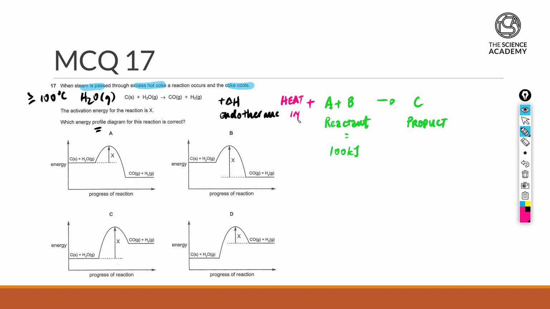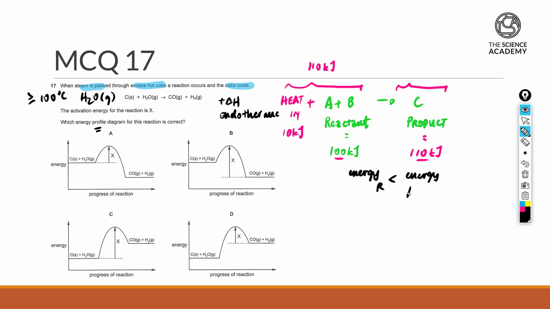of 10 kilojoules. So if the value on the left, summing up, is 10 plus 100 to give us 110 kJ, has to be equal to the value that's on the right. This tells us that the product should have an energy of 110 kilojoules. Now comparing 100 to 110, we can then conclude that the energy of reactant is much lesser than the energy of product.